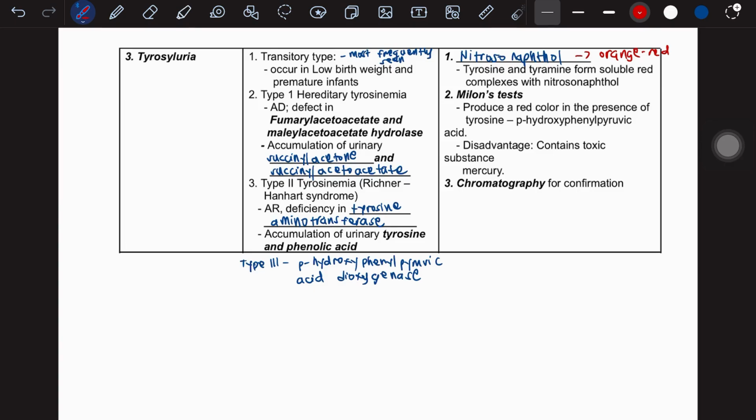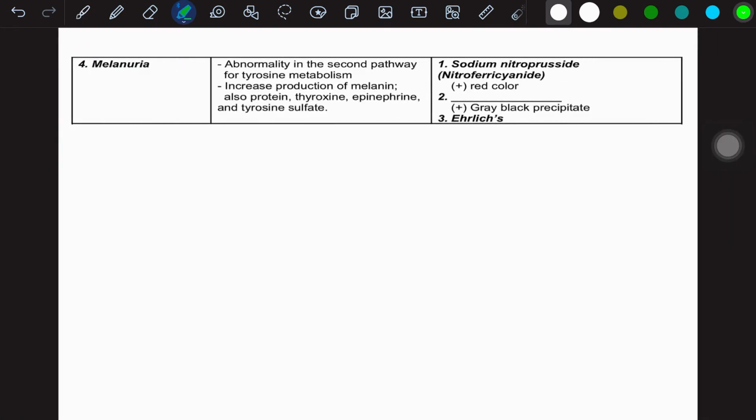Next one, we have your Millon's test. So, for your Millon's test, it produces a red color in the presence of tyrosine and p-hydroxyphenylpyruvic acid. But it has a disadvantage because it contains mercury, which is toxic. And we also have for confirmation your chromatography. Let us proceed to the next one.